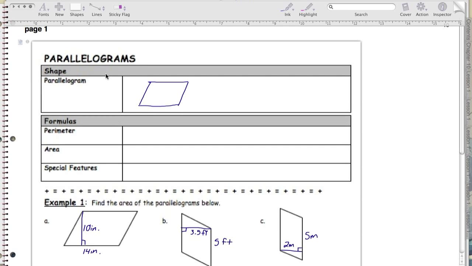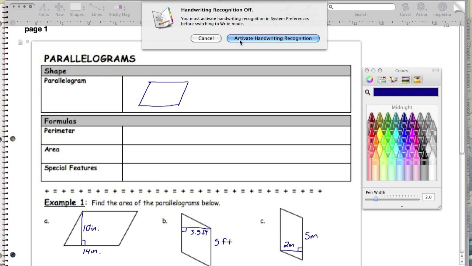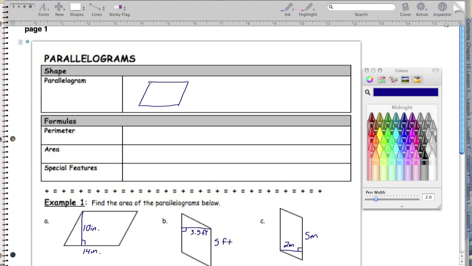Lesson 10.3, we're going to look at parallelograms and trapezoids. So the first thing is we want to understand what a parallelogram is. We have a sketch here. Pretty much a parallelogram is like a rectangle as if someone were to push it. Like they came over here and they pushed it, so it's slanted a little bit.